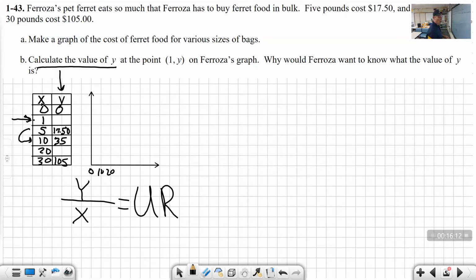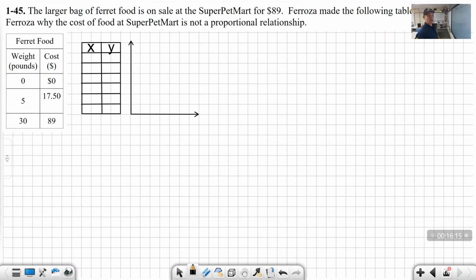All right, let's do one more problem. Now, in your math notebook, I believe it is labeled problem 1-44. Would you please make sure that you change it to 1-45? 1-45. Do that now. Okay, here we go. The larger bag of ferret food is on sale at Super Pet Mart for $89. Feroza made the following table. Explain to Feroza why the cost of food at Super Pet Mart is not a proportional relationship.